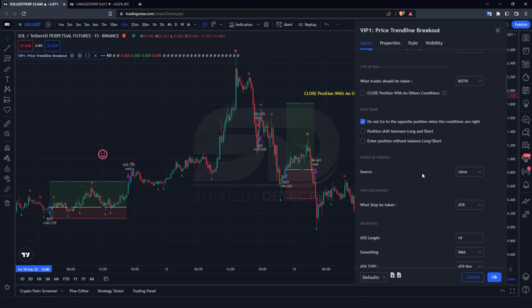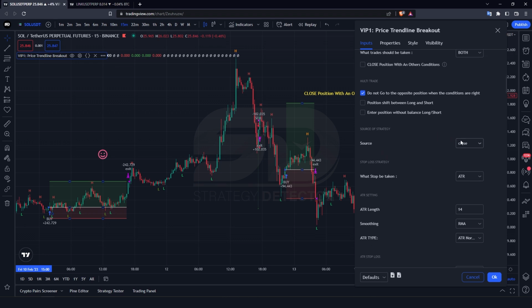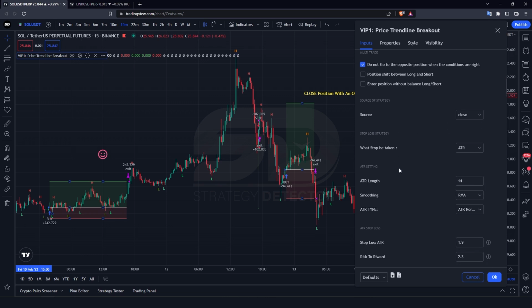The next part in this setting is source of a strategy, and you are able to use each of these sources to make the strategy use them for its calculations. And I will explain the features of different stops in detail in my next videos.